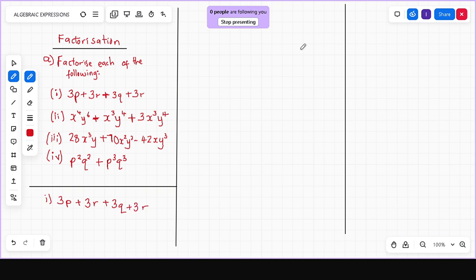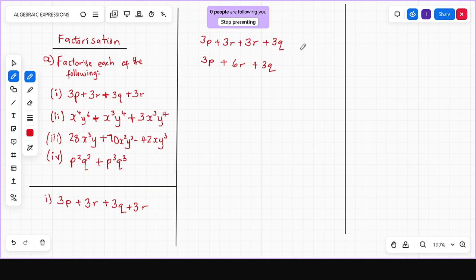Now in this example we are going to collect the like terms. So the like terms here are 3r and another 3r that we have here. Now we got it to be 3p plus 3r plus 3r then plus 3q. So 3r and 3r we bring them together. So 3r plus 3r gets you 6r. So we got 3p plus 6r plus 3q.